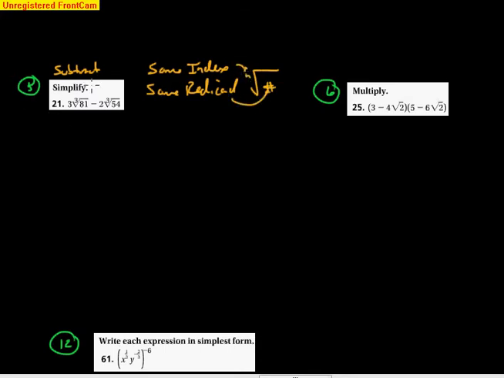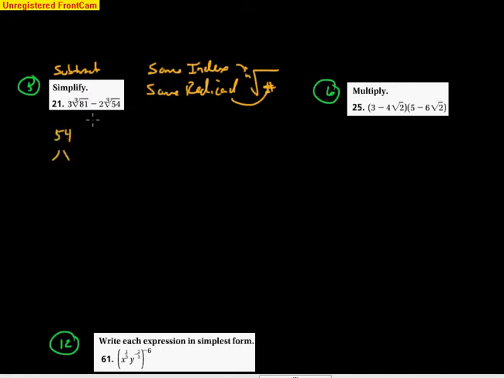So if we look here, this is cube root of 81, this is cube root of 54. They're both cube roots, but they have different radicands. So we must fix that. To fix that, we need to simplify. Okay, so we're going to look at the cube root of 54 first.